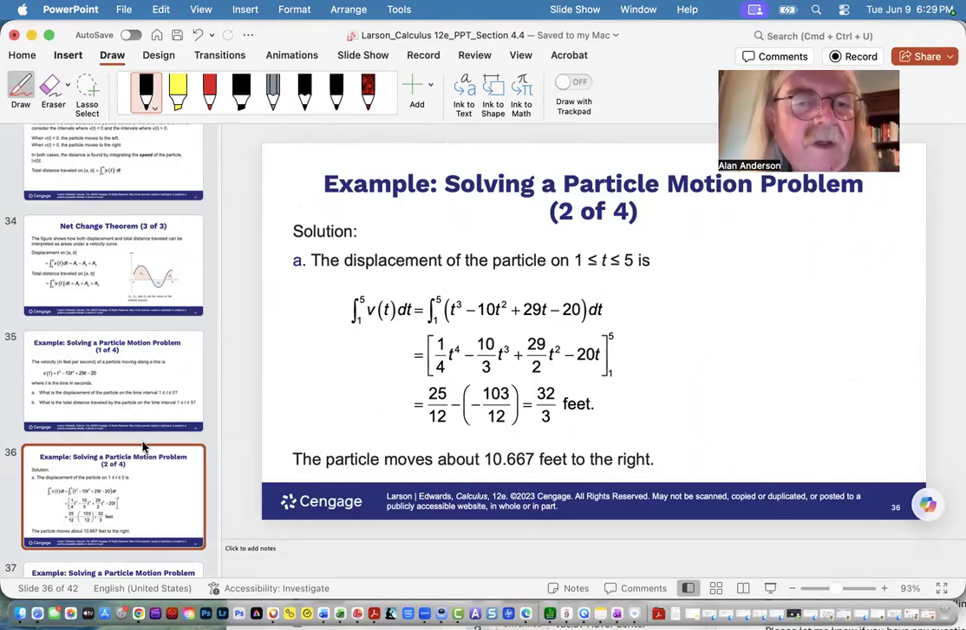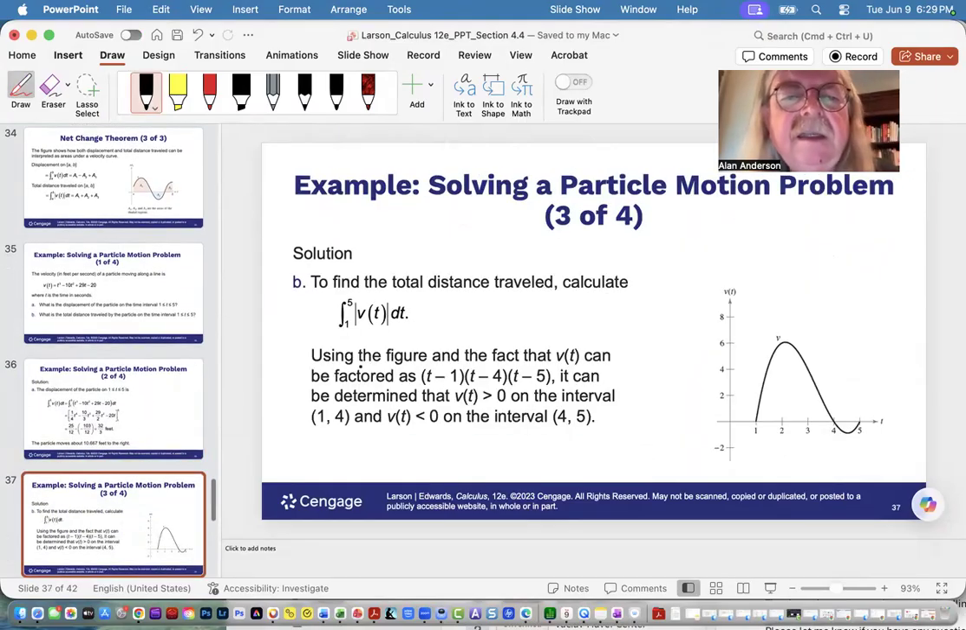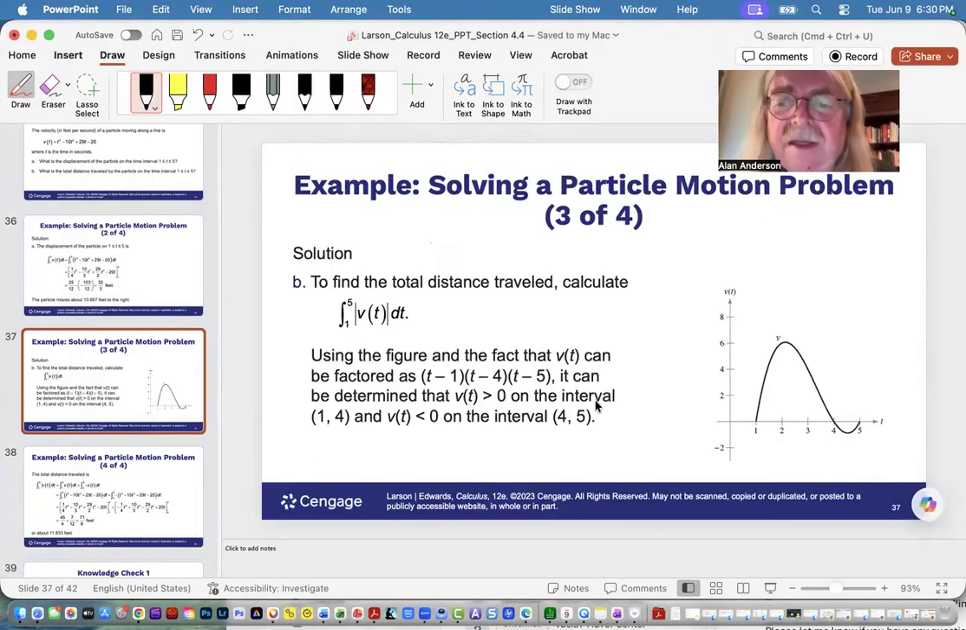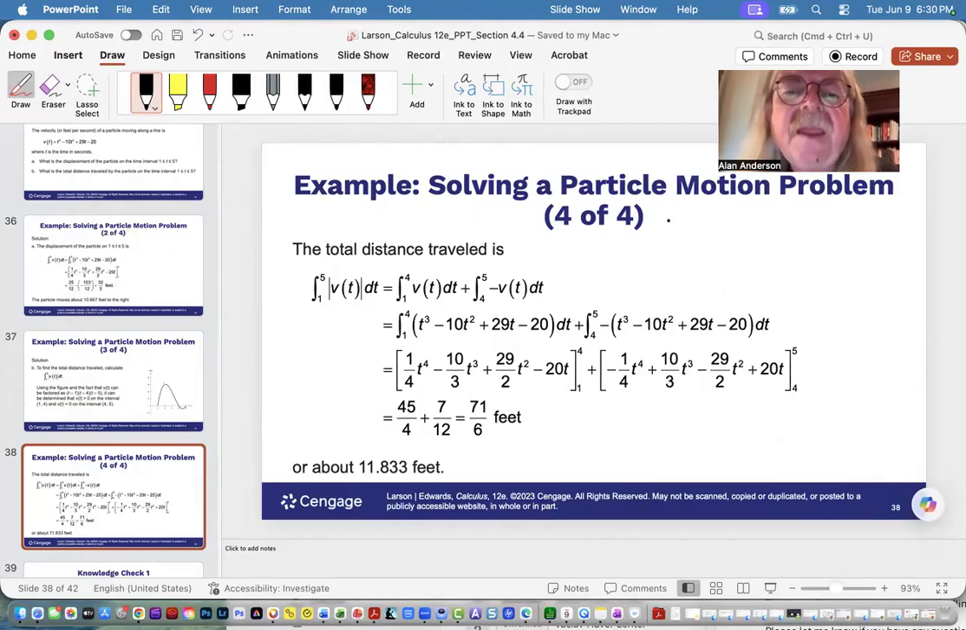And then I think there's one more part to this. Then they want the distance, which now what they're doing here is they're using absolute value, but what they're pointing out here is that if you look at the curve, it is above the horizontal axis from 1 to 4, but below from 4 to 5. So what they have to do to make sure we get all positive values is when we get to 4 to 5, we make it negative. Okay. And then you can see after all the dust settles that we have 71 feet.